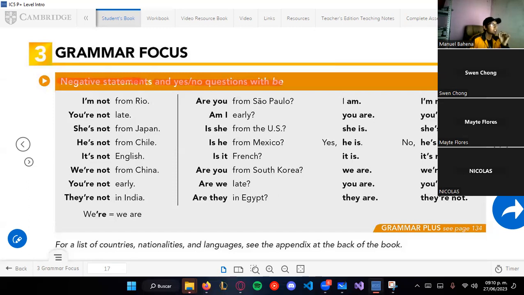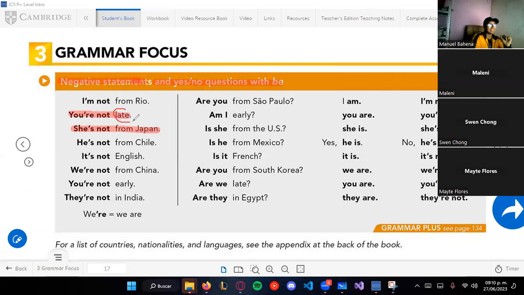Number three, she's not from Japan. She's not from Japan. Okay. What does that mean? ¿Qué significará esa? She's not from Japan. Ella no es de Japón. Yes, exactly. Japan, Japón. La anterior a esa, you're not late.